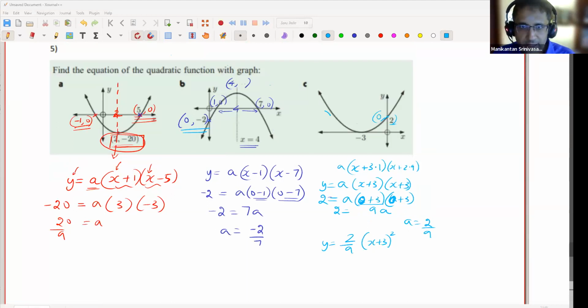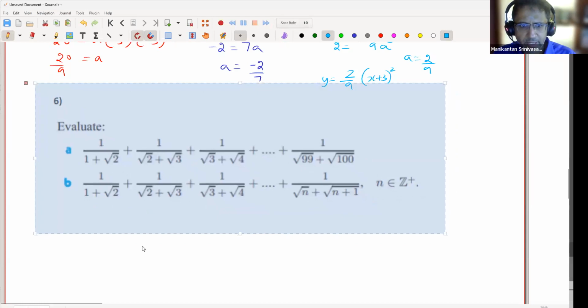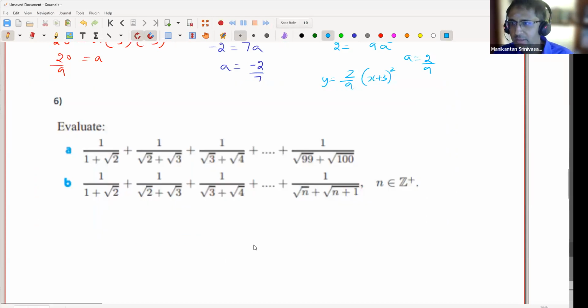Question 6, so telescopic cancellation at work here. Can anyone help with this? Whoever got this? Ranveer, did you get this one? A part or B, either one.